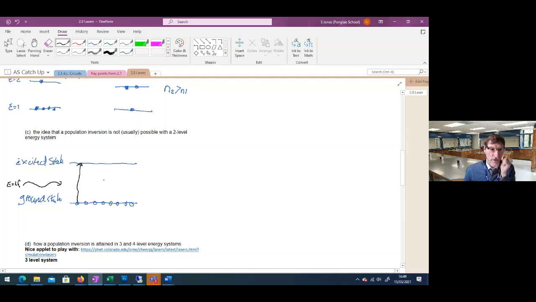Great. So now we've got one up here. Let's put another photon in at exactly the same frequency. Let's put photon number 2 in. What's the probability now of exciting one of these, or stimulating this one back down? Which one is more probable to happen?